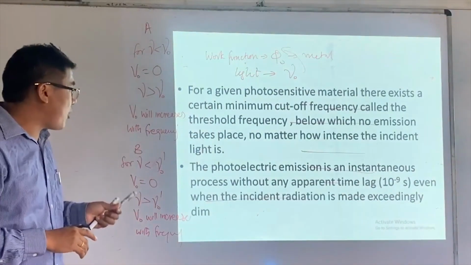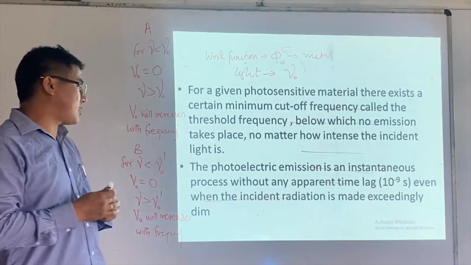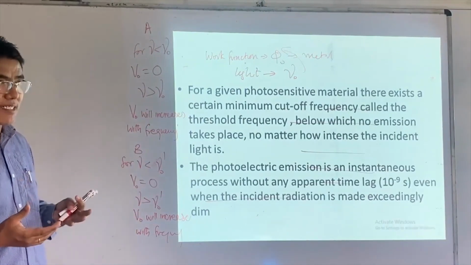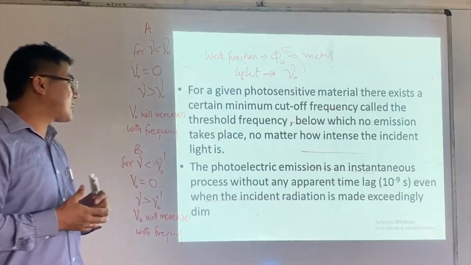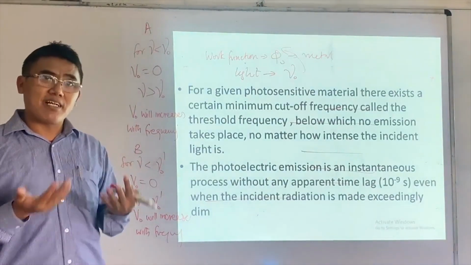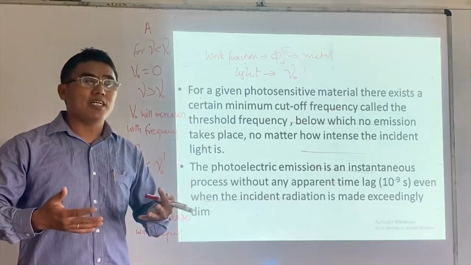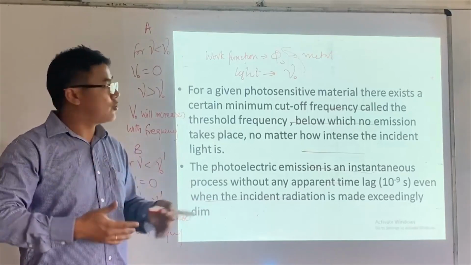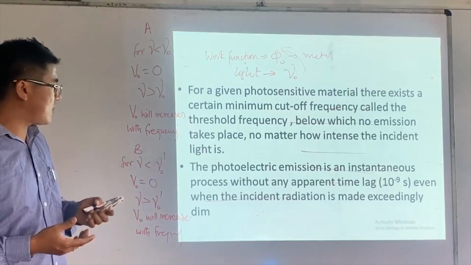And then the last point is that the photoelectric emission is an instantaneous process without any apparent time lag. That means the emission is instantaneous. All right. So these 4 points tell that light has particle nature. Maybe in an exam if they ask you to write a few points regarding light having a particle nature, if you could write all the 4 points, then you will get full marks.